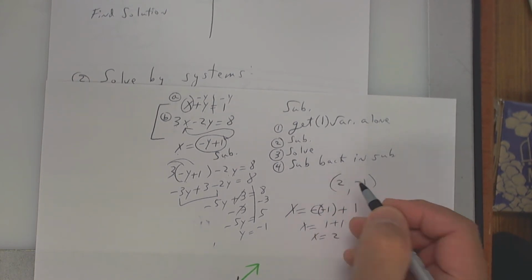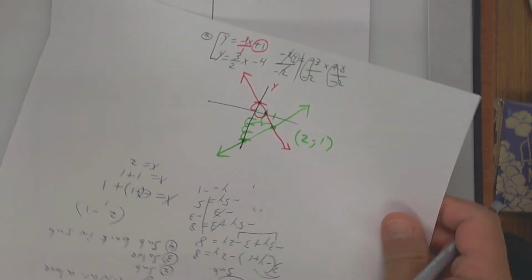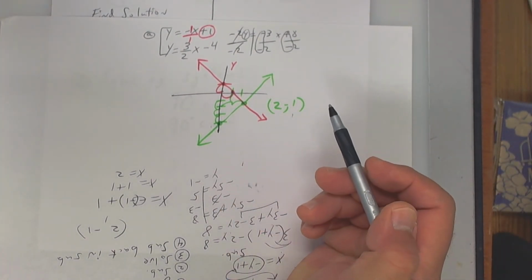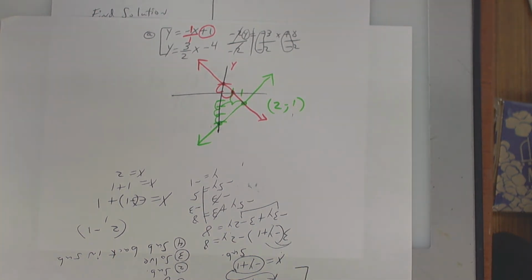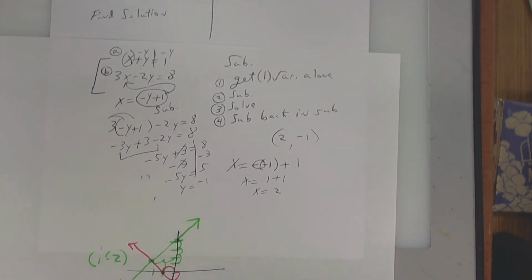So x equals 2. And if you look at this graph, I thought it was 2, negative 1. Look right here. Over 2, down 1. Bam, I got it. Okay, I got lucky. I wasn't real sure of it. I knew I was close. But substitution is 100% accurate. 100%. Not partly, completely.